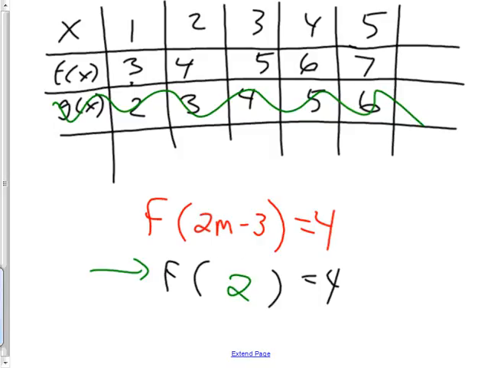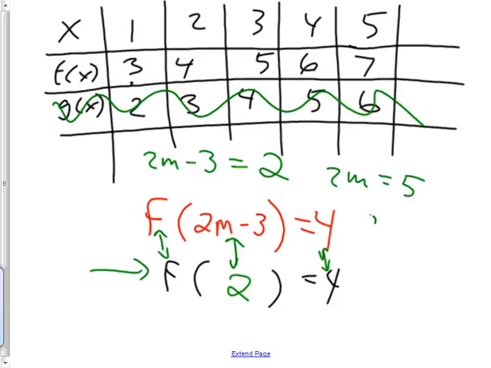Now, do you remember how if this is equal to this, and that's equal to that, then this must be equal to that? 2m minus 3 has to equal 2. And I add 3 to both sides. 2m equals 5, and the answer is 5 over 2, or 2.5. 2.5 or 5 halves. Raise your hand if you actually had it right. Ooh, quite a few of you.